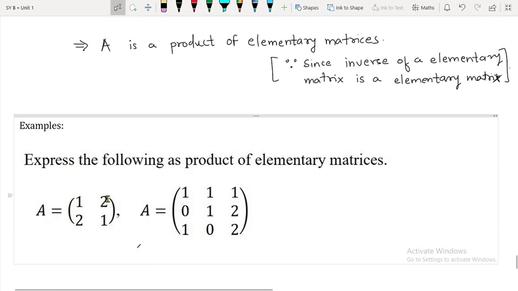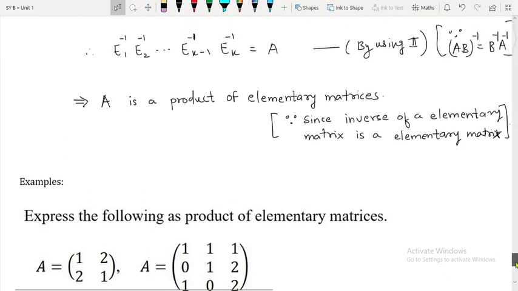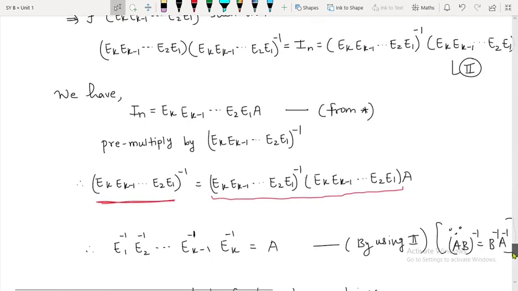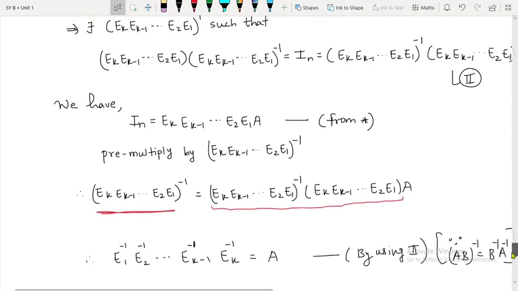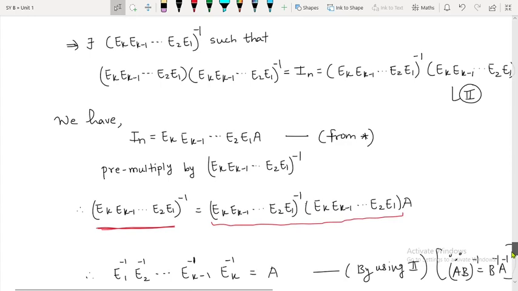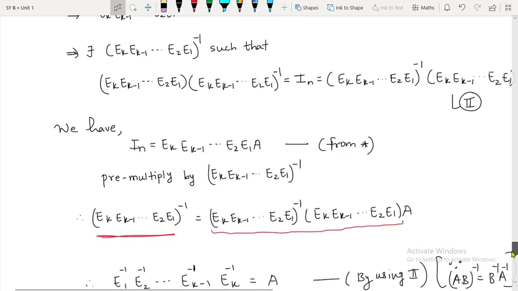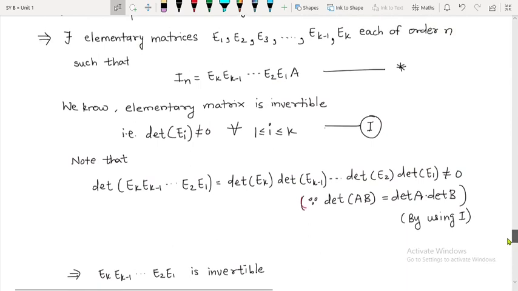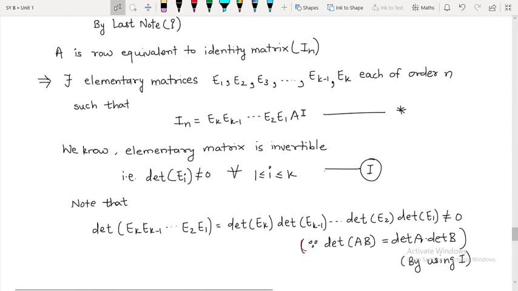So before starting with the examples, first of all we'll check whether the determinant of the matrix is non-zero or not. If it is non-zero, then we will say that yes, it can be expressed as a product of elementary matrices. If the determinant is 0, then it is not possible. But how to do it? This is the question. So what we will do, we will convert the given matrix to the identity matrix by performing some elementary row operations on it.